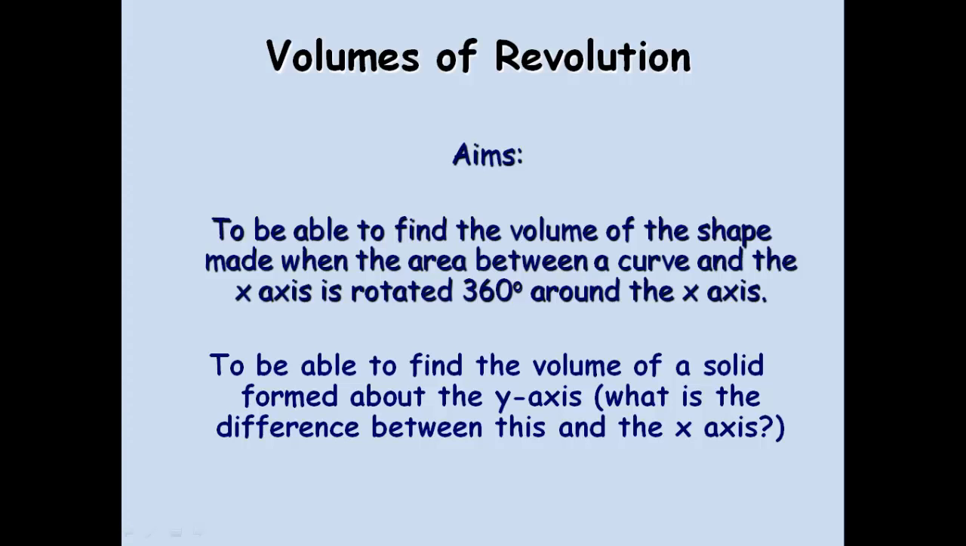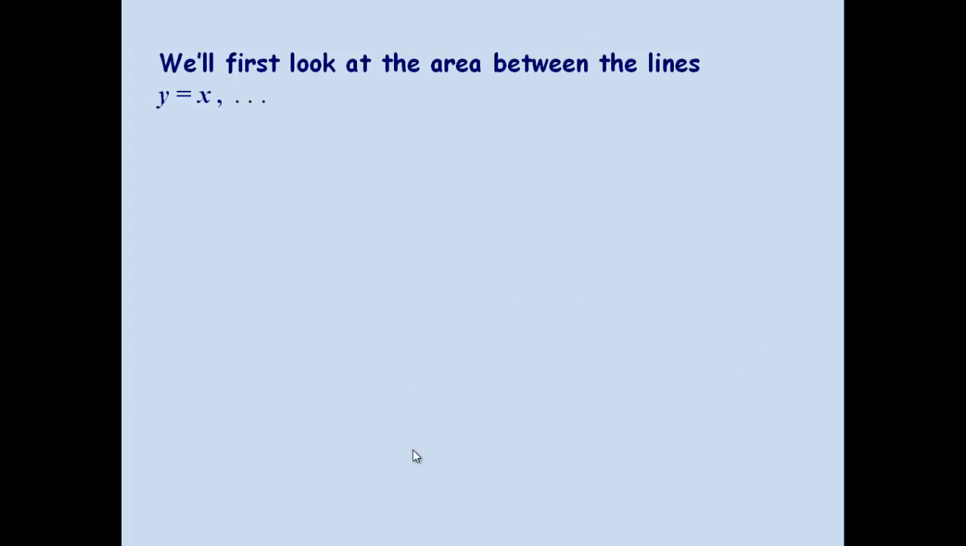Volumes of revolution, the last topic in Core 3. We've got 2 lessons covered in this presentation. First one is volumes where shapes are rotated around the x-axis, and the second lesson, slightly less straightforward, is when we rotate around the y-axis. So what do we mean by that?